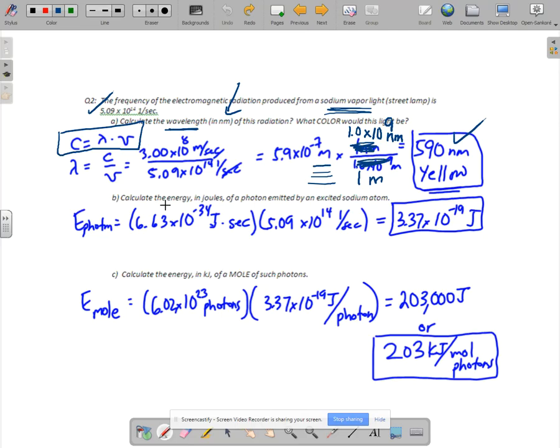And then it says calculate the energy in joules of a single photon emitted by this excited sodium atom, the sodium vapor light.